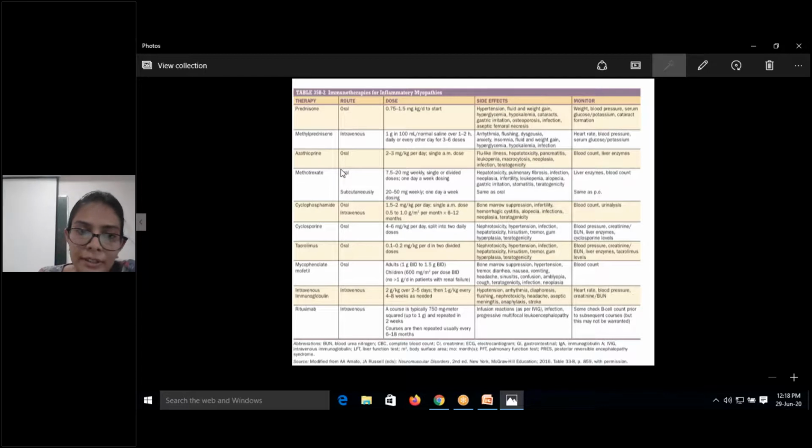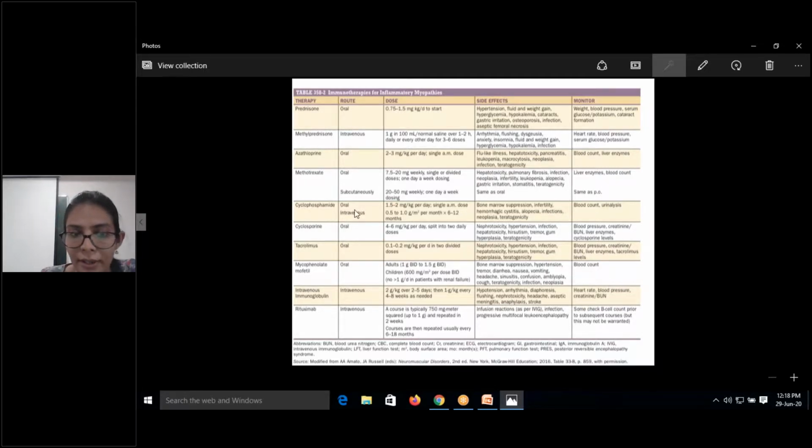Then coming to methotrexate, you can give either oral or subcutaneous preparations. Oral, you can give 7.5 to 20 milligram per week. When you are giving beyond 20 milligrams, it's preferable to go for subcutaneous dosing. The side effects are hepatotoxicity, pulmonary fibrosis, infertility, leukopenia, etc. Monitor liver enzymes and blood counts.